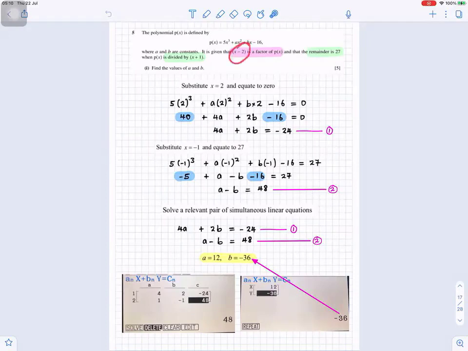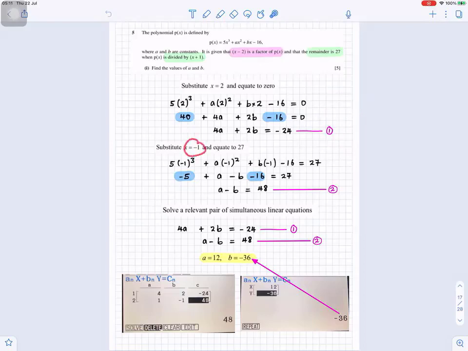So x minus 2 is a factor. So substitute x equals to 2 and equate to 0. So it becomes, replace x with 2. So it becomes 5 times 2 cubed plus a times 2 squared plus b times 2 minus 16 is equal to 0 because it is a factor. So that gives you 40 plus 4a plus 2b minus 16 equal to 0. So that means 4a plus 2b equals to minus 24. That's equation 1.